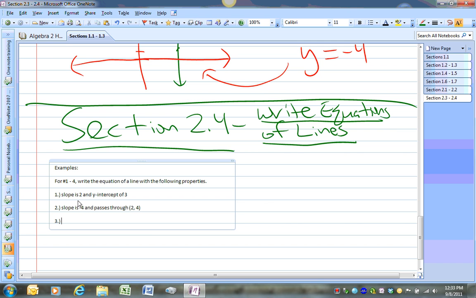Number 3, passes through -1, -3 and 3, 5. And number 4, perpendicular to 2x minus y equals 5 and passes through, we'll say, 2, 0. Sorry about that, the earlier attempt made no sense. So these are examples we're going to work out today.